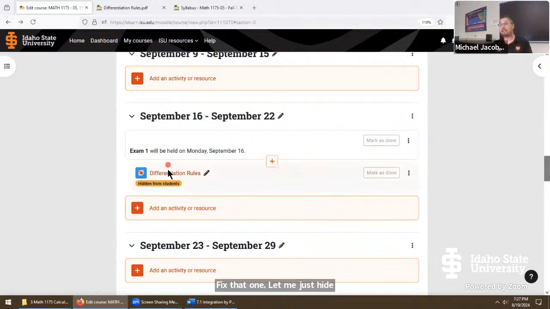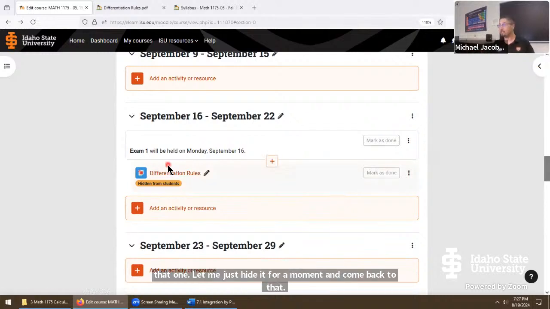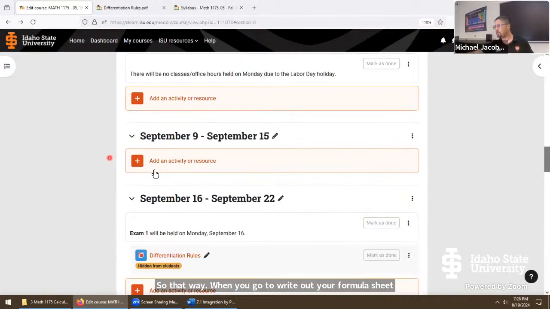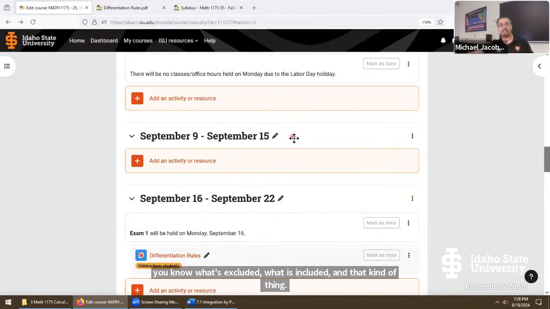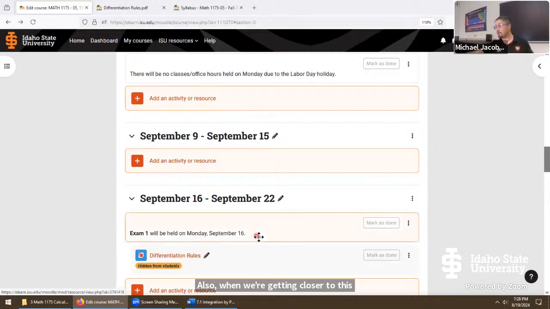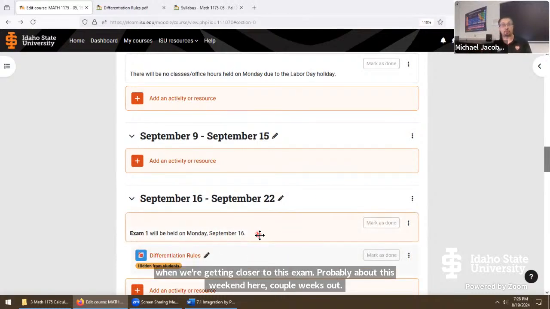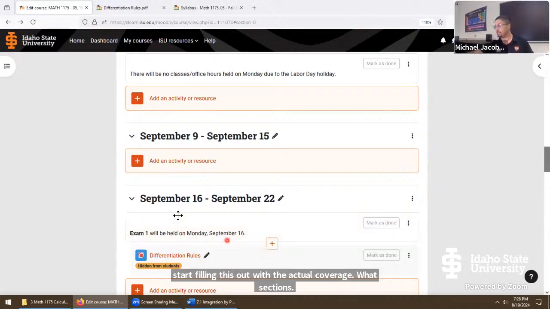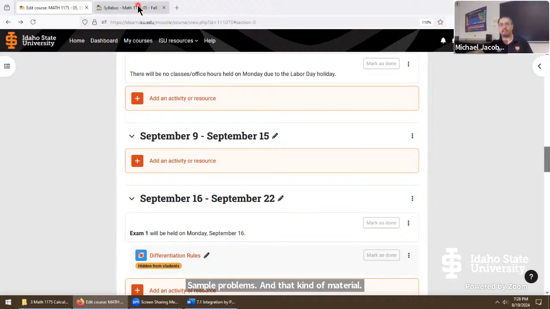But I indicate things that will be on the exam itself. That way, when you go to write out your formula sheet, you know what's excluded, what is included, and that kind of thing. Also, when we're getting closer to this exam, probably about this weekend, a couple weeks out, I'll start filling this out with the actual coverage, what sections, sample problems, and that kind of material. So let's see, I forgot where I'm at. Any questions at the moment while I think about it?